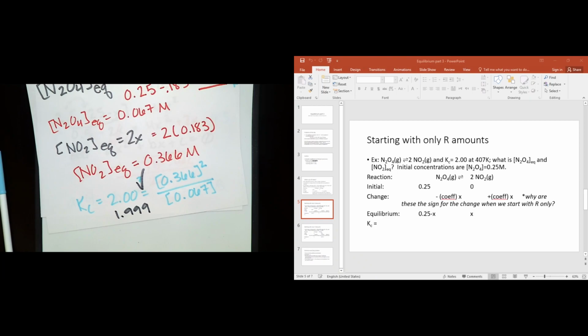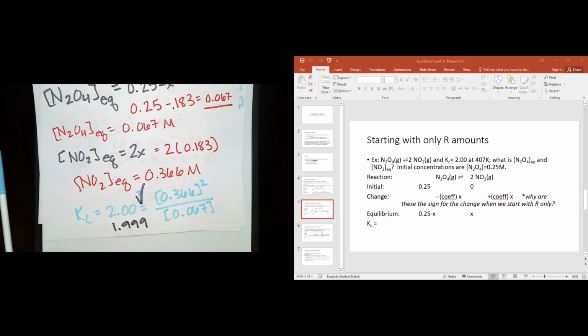So that's one way to check your math, to make sure you did your math correctly. Okay, so that's how to solve with a RICE table when you're given some initial amount of reactant, no product to start with.